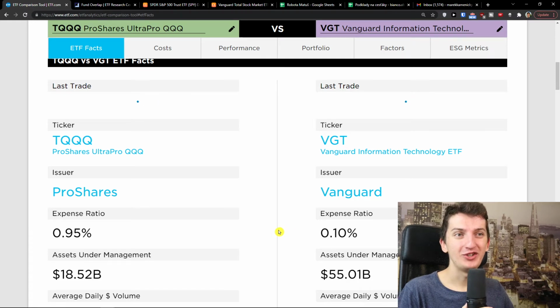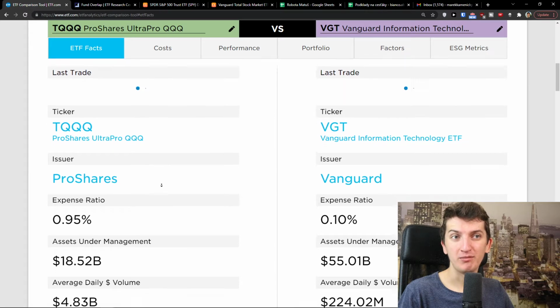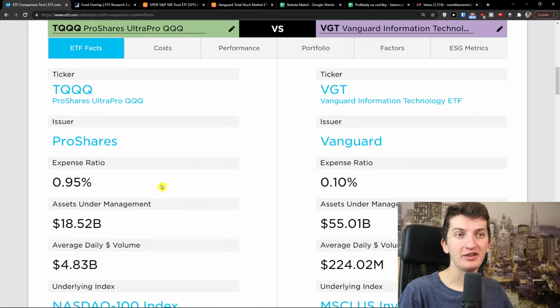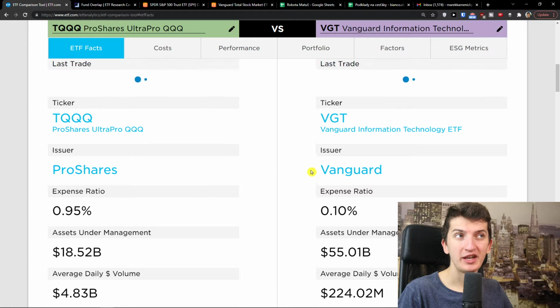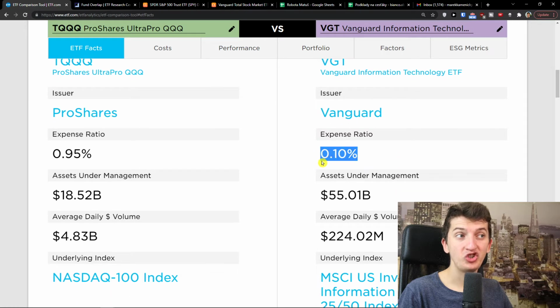And then we have VGT, which is issued by Vanguard. TQQQ is issued by ProShares. Then we're going to see the expense ratio right here, 0.95%, compared to an expense ratio of 0.10%. So VGT is much cheaper when we compare the fees. Let's say that you would invest $10,000. You would pay $95 in TQQQ, but only $10 in VGT.